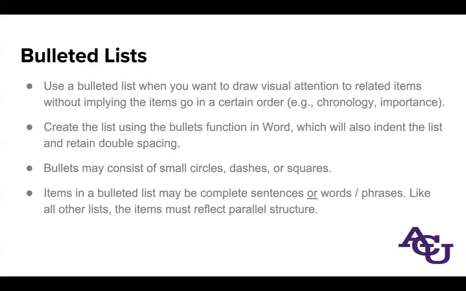Items in a bulleted list may be complete sentences, or they can be words or phrases. But like all other lists, the items have to be parallel in structure. So these are the options I talked about. Your bulleted list can have all complete sentences, or it can have all words and phrases. But regardless, it has to be all one or all the other. And if it's words or phrases, those phrases have to be the same grammatical structure. If the first one starts with a verb, all the other ones need to start with a verb. If they're all nouns, all of them have to be nouns. Or if the first one is a noun, the rest of them also have to be nouns.